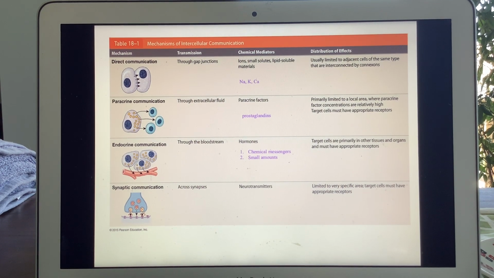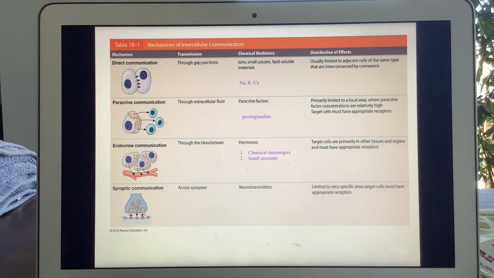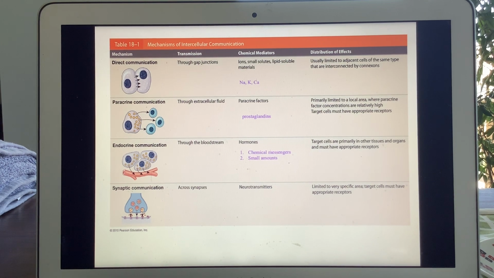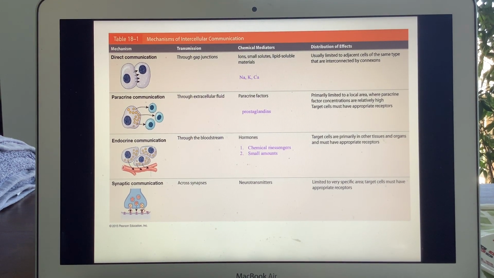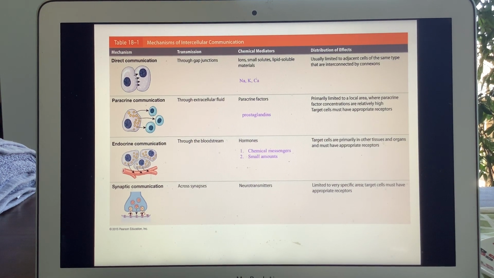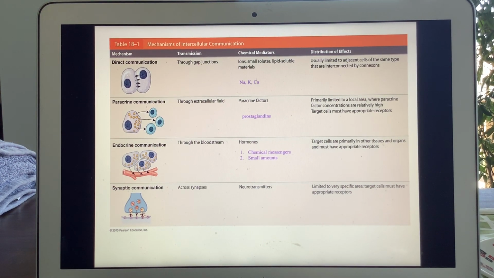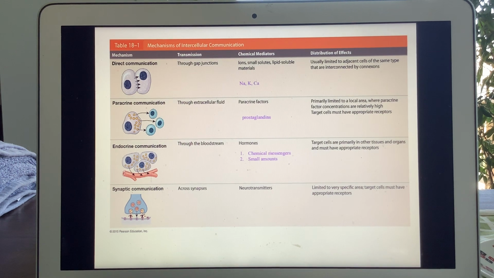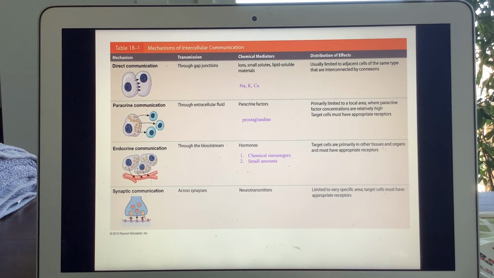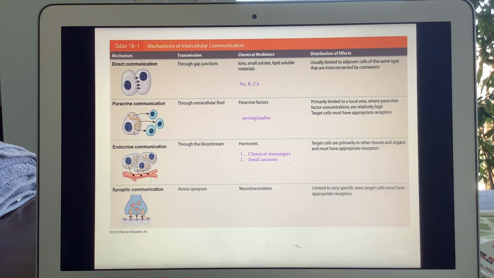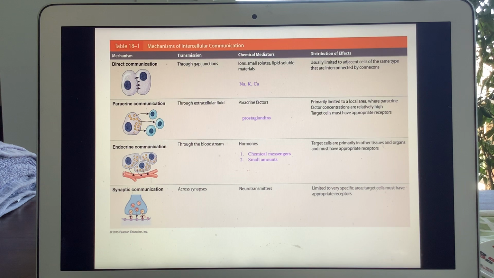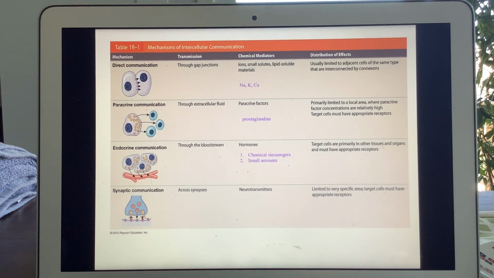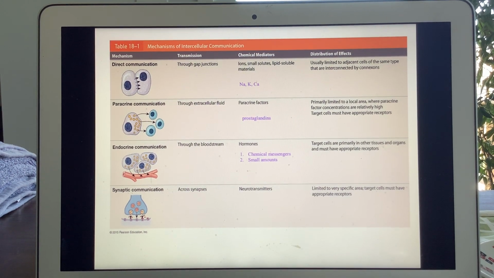We are going to talk about this more as we delve into the endocrine system. You need hormones in small amounts. Always think of hormones as being very similar to enzymes. You need them in very small amounts because they're reusable. And then in endocrine communication, when we talk about the distribution of effects, the target cells are primarily going to be other tissues or organs, but they also have to have a receptor.